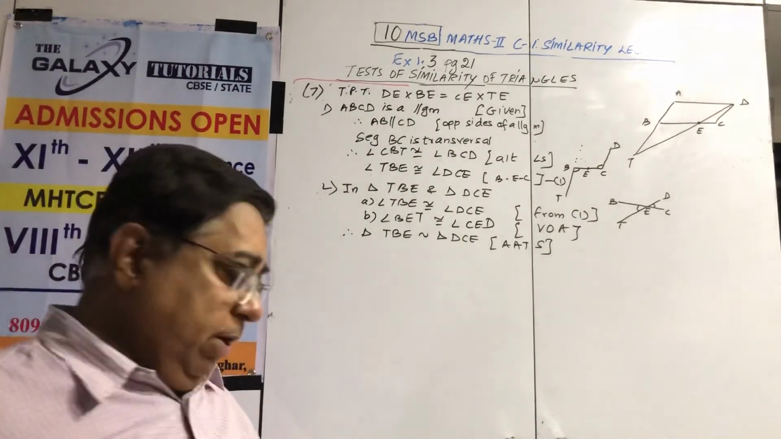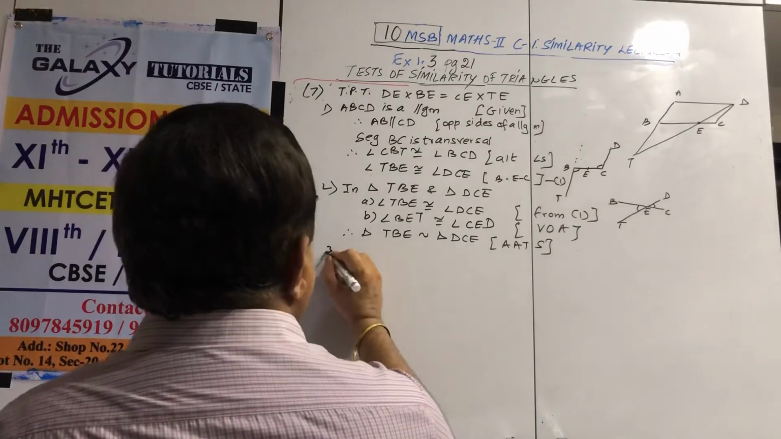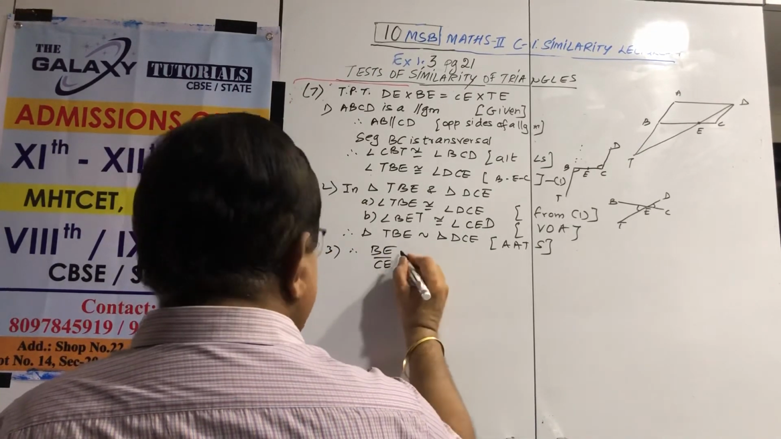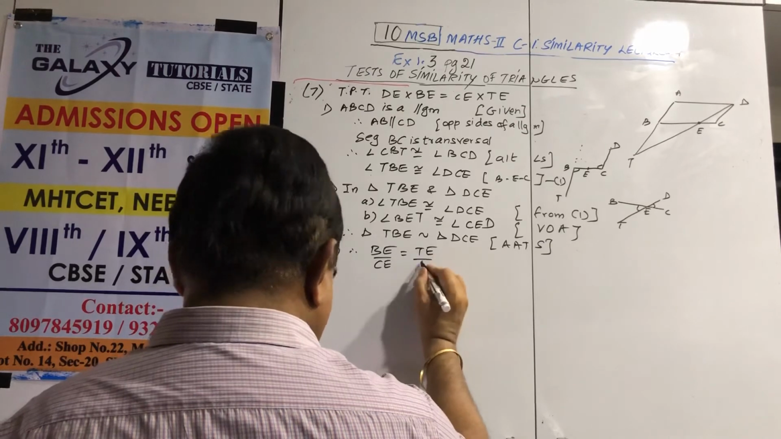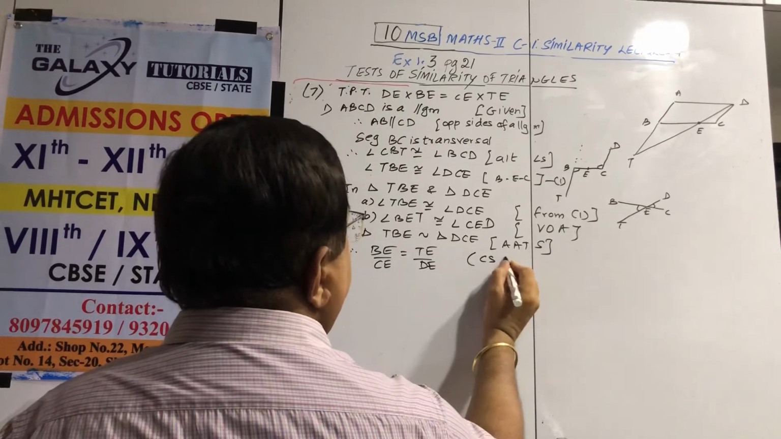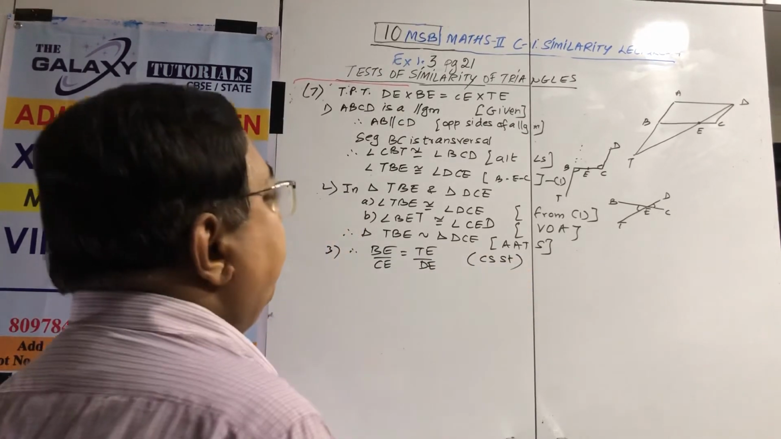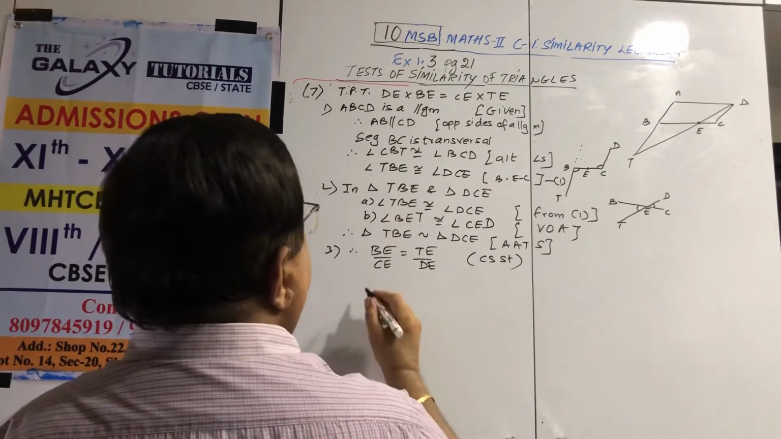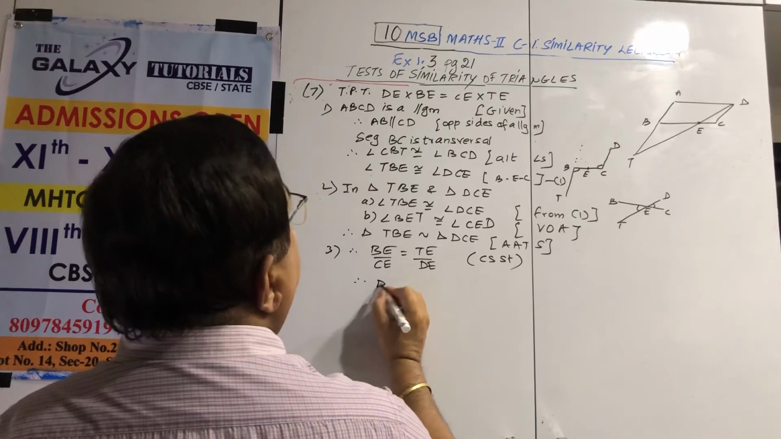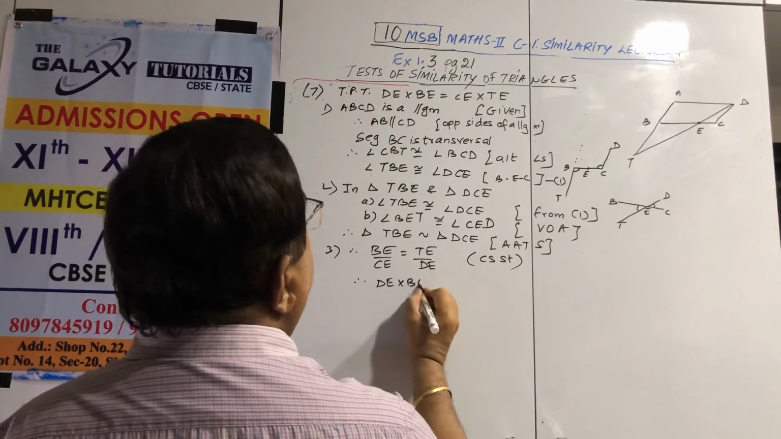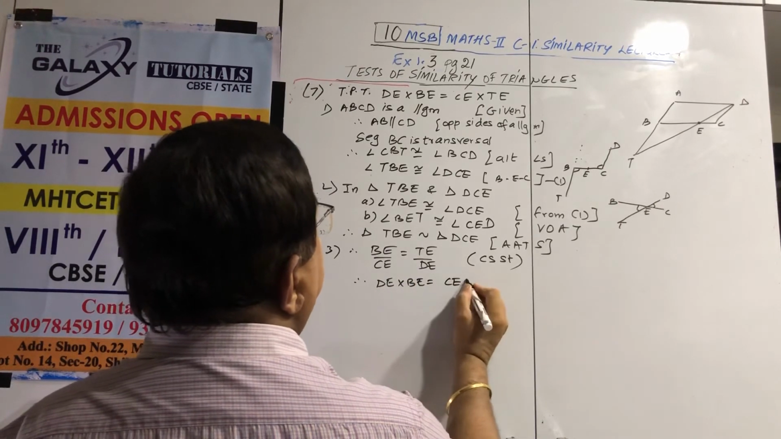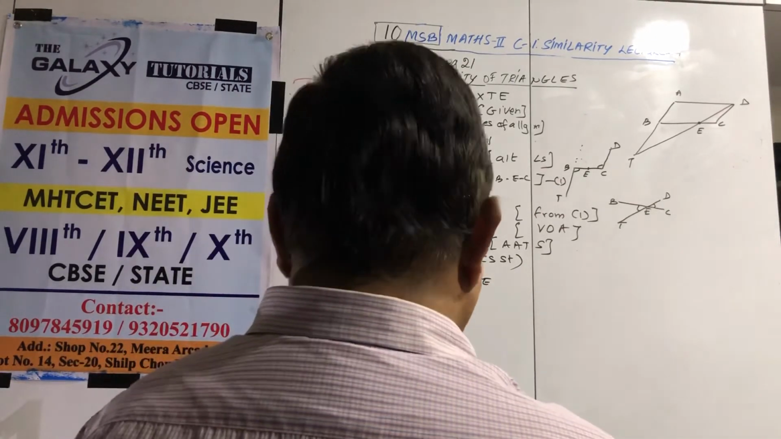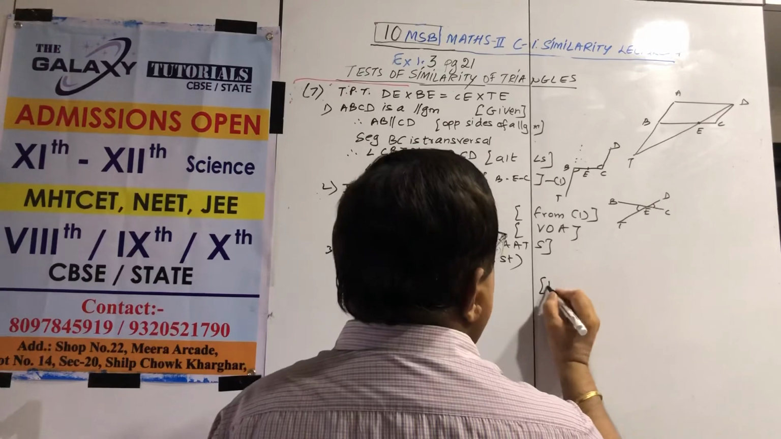When triangles are similar, sides are in proportion. Therefore, BE upon CE is equal to TE upon DE. Corresponding sides of similar triangles are in proportion. Cross multiply, because we need it in that form. Therefore, DE into BE is equal to CE into TE. We have kept the order how they require. Hence proved.